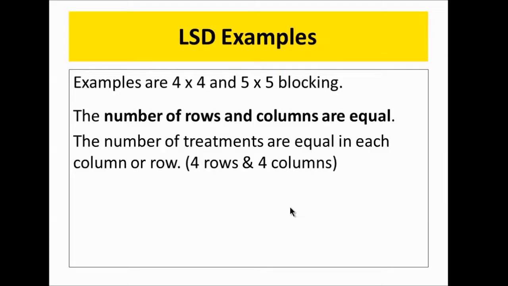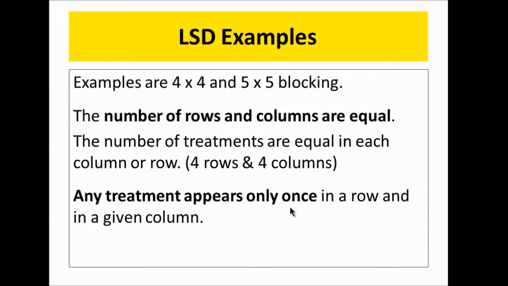Take note that the number of rows and columns are equal. The number of treatments is equal in its column or row, but there is no overlapping. For example, in 4x4 we have 4 rows and 4 columns. Any treatment occurs only once in a row and in a given column.